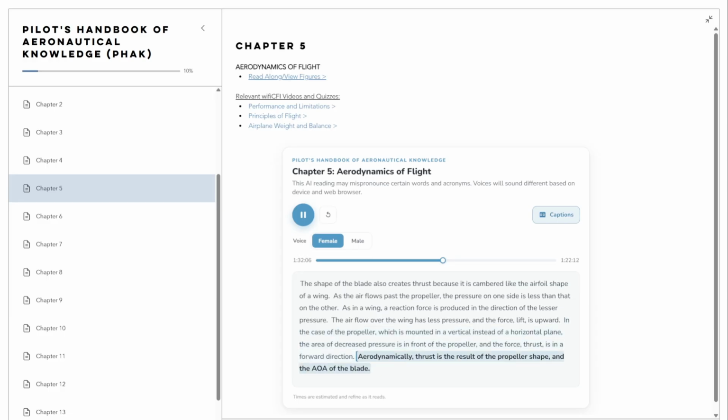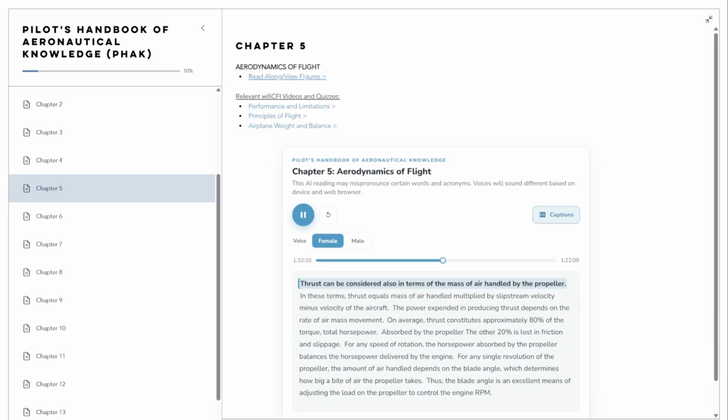Aerodynamically, thrust is the result of the propeller shape and the AOA of the blade. Thrust can be considered also in terms of the mass of air handled by the propeller. In these terms, thrust equals mass of air handled multiplied by slipstream velocity minus velocity of the aircraft. The power expended in producing thrust depends on the rate of air mass movement. On average, thrust constitutes approximately 80% of the torque, total horsepower absorbed by the propeller. The other 20% is lost in friction and slippage.